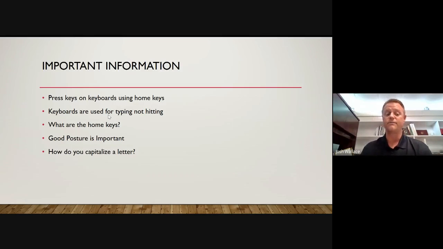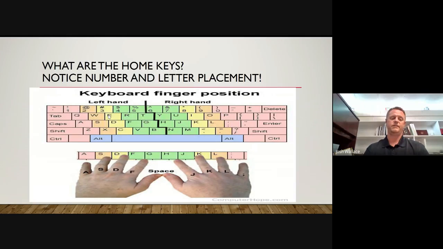You should also have good posture when working with computer systems. And we're also going to learn how to capitalize a letter today using the letters and the keys on the computer or on a keyboard. Okay, what are the home keys?